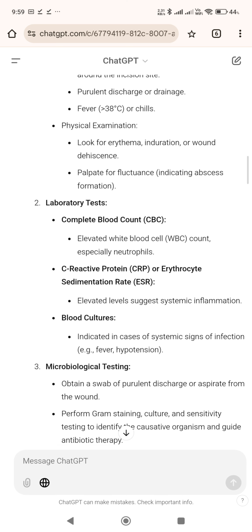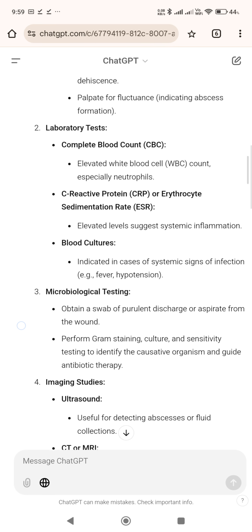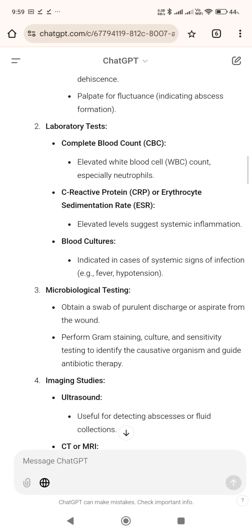2. Laboratory tests. Complete blood count, CBC. Elevated white blood cell, WBC count, especially neutrophils. C-reactive protein, CRP, or erythrocyte sedimentation rate, ESR. Elevated levels suggest systemic inflammation. Blood cultures, indicated in cases of systemic signs of infection, e.g. fever, hypotension.